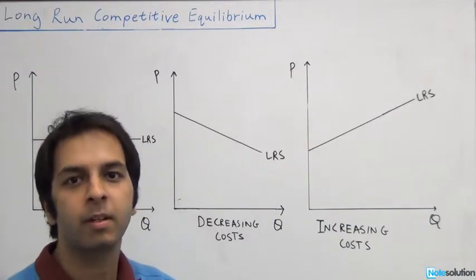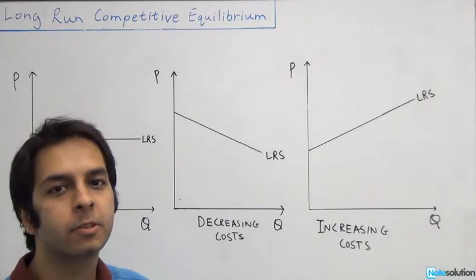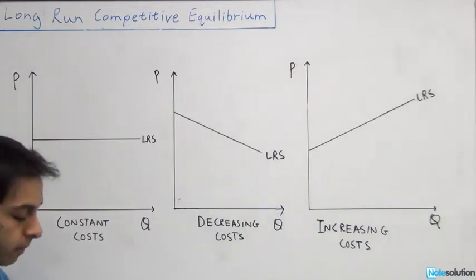We'll be talking about long-run competitive equilibrium today, and we're going to be looking at a question of medium difficulty to still clarify our concepts. Now, this question is relating to costs in the particular industry and the long-run supply curve.